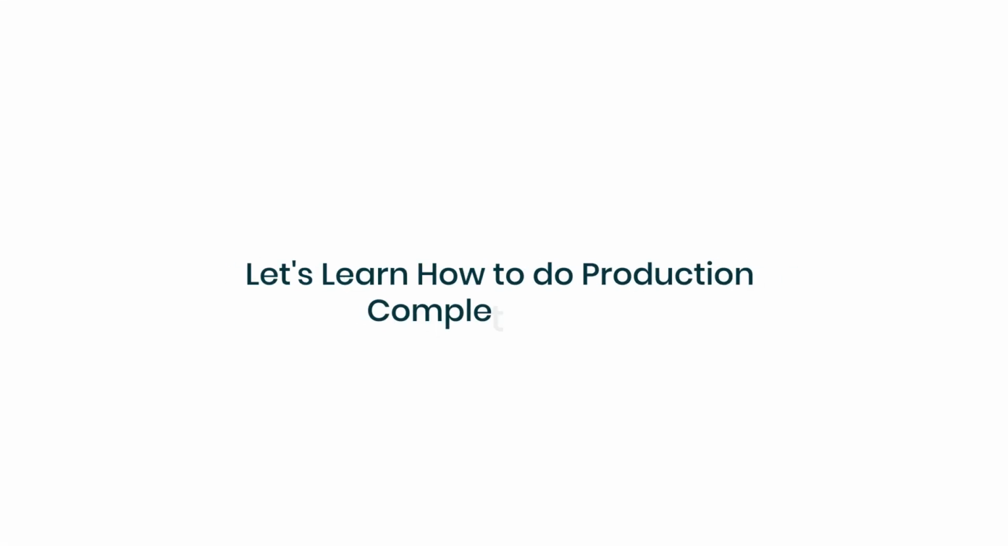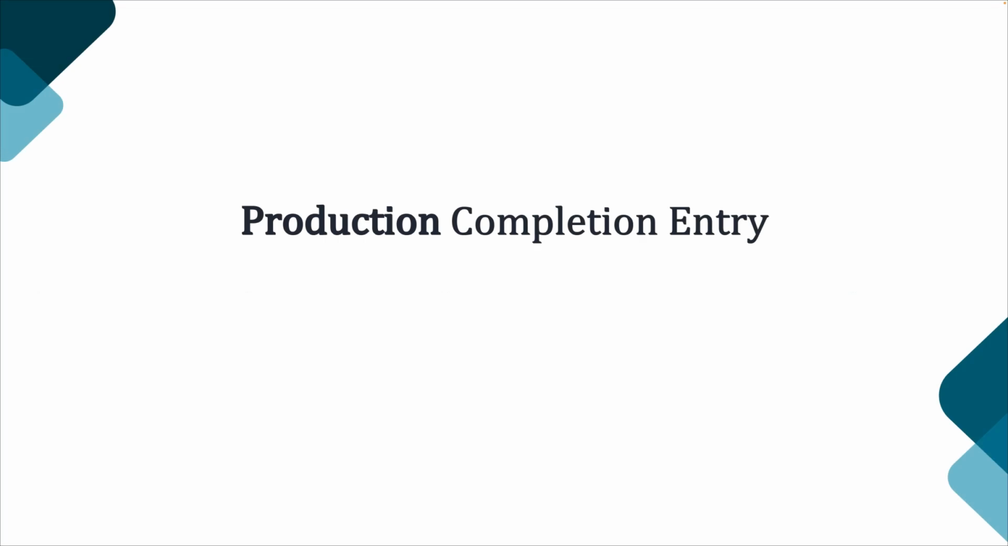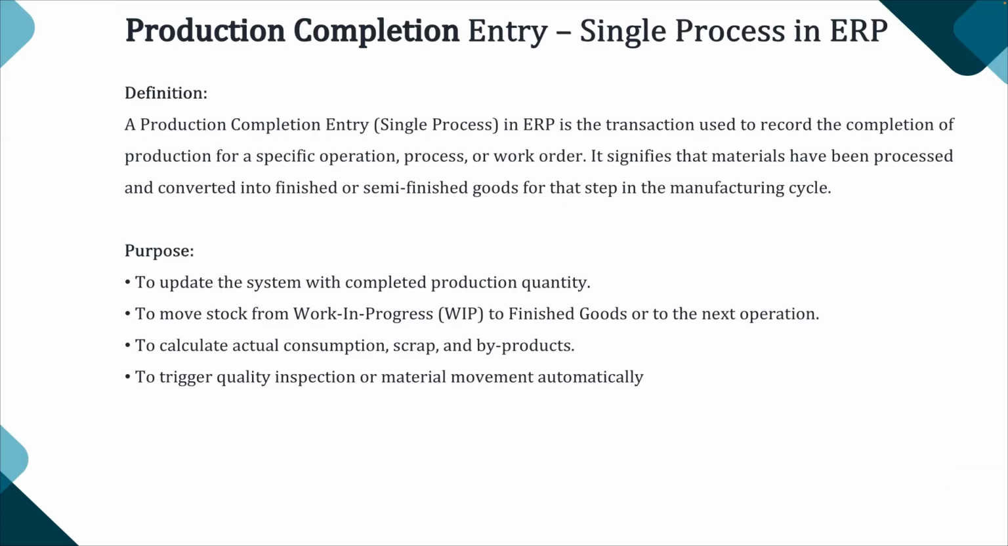In this video, let's learn how to do production completion entry. So, what is production completion entry at a single process? A production completion entry of single process in ERP, that's Enterprise Resource Planning, is the transaction used to record the completion of a production for a specific operation, process, or work order, and it signifies that materials have been processed and converted into finished or semi-finished goods for that step in your manufacturing cycle.